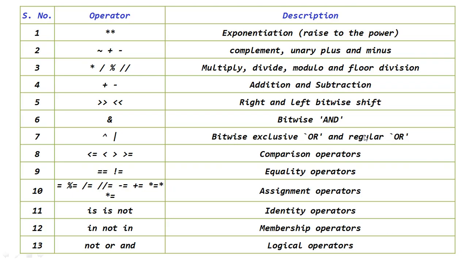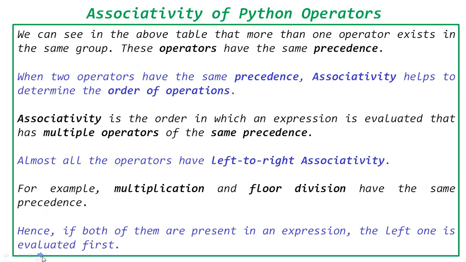These are the operators and their description. From first and higher precedence, and point number 13, lower precedence. Now associativity, I have already covered this content. We can see in the above table that more than one operator exists in the same group. I have covered this. These operators have the same precedence.